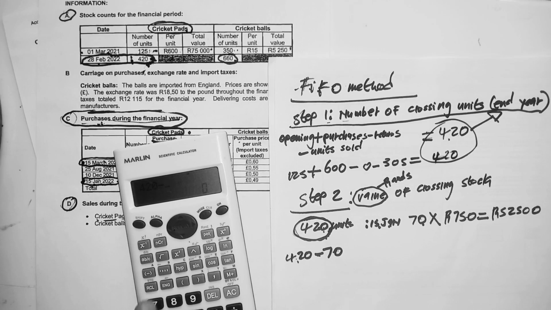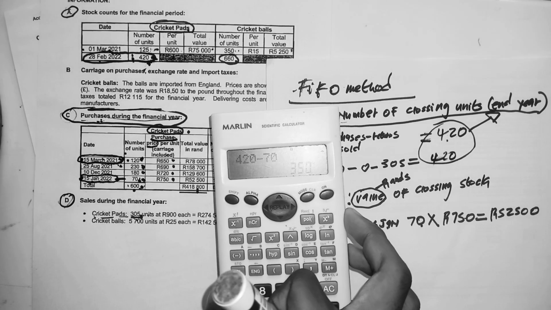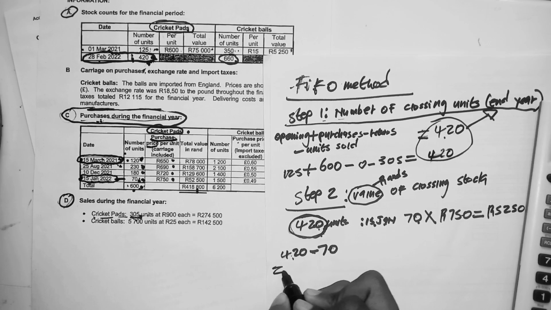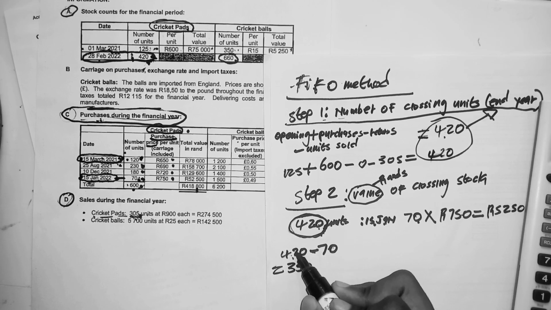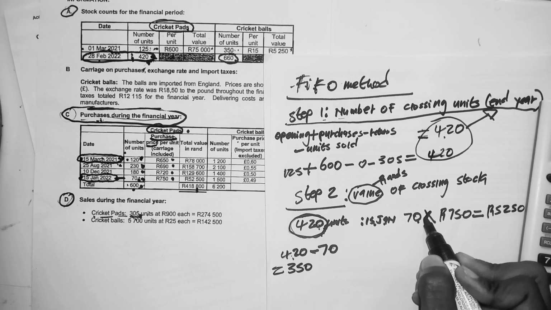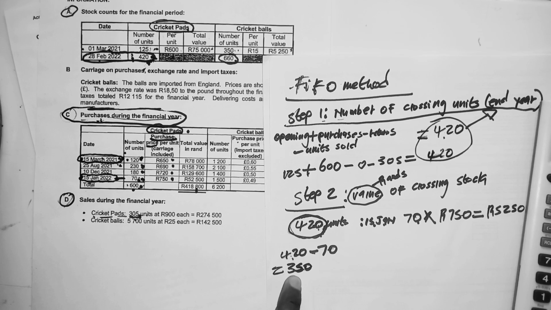420 minus 70. So we get how much? 420 minus 70, we get 350 left. So it equals 350 units. So out of the 420 now, we know 70, where does it belong? How much are we left with that we don't know? We are left with 350 units. We don't know where these 350 units belong.